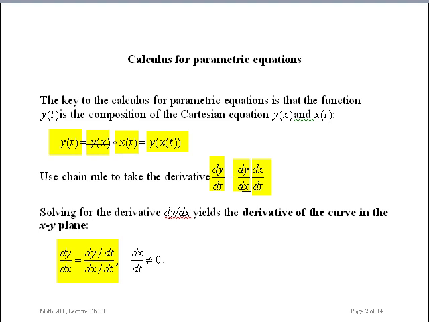So let me say that again. We're looking at dy by dx, which is the slope of the curve in the xy plane. But the functions x and y are functions of a parameter t. So we can take the derivative of y with respect to t, divide it by the derivative of x with respect to t, and end up with the slope in the Cartesian plane. Of course, dx by dt cannot be equal to 0.